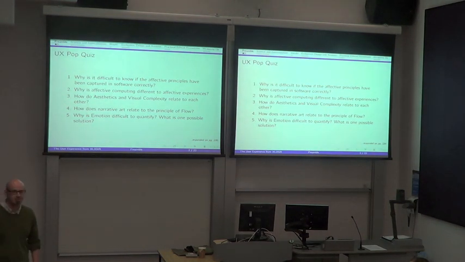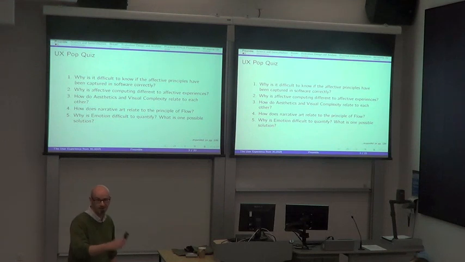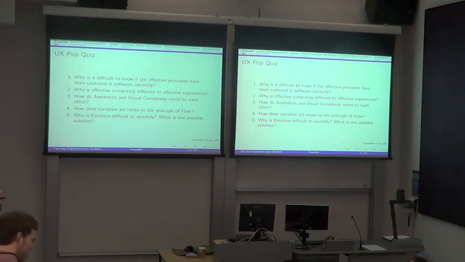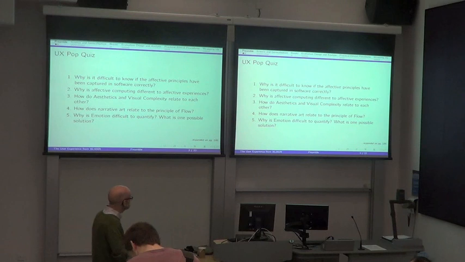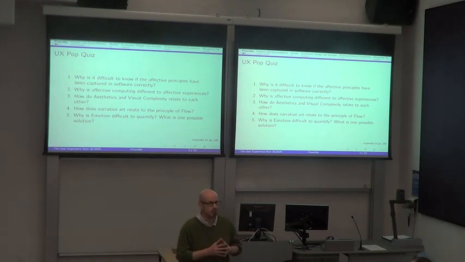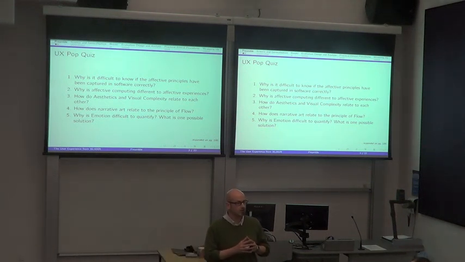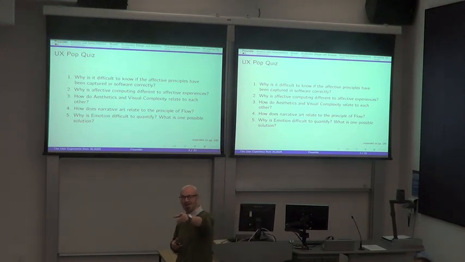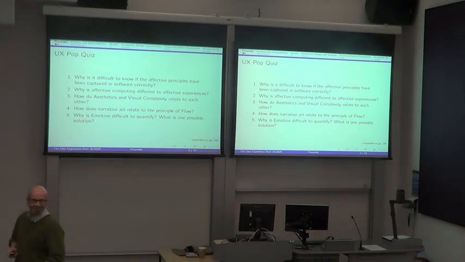So, from last time, pop quiz. Why is it good to know if principles of effective experience have been captured in software correctly? Why is that difficult to understand? What's the key part of emotion and affective work? Yes, you can't quantify it. It's very difficult to quantify. You can get quantitative data from it, but it's very subjective as opposed to objective.